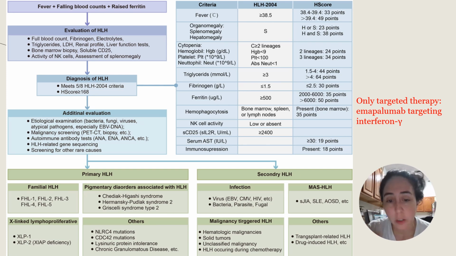So the triggers for HLH are hematologic malignancies, like we had a patient with multiple myeloma, and solid tumors as well. So it doesn't have to be hematologic only. It can be tumors like breast cancer, prostate cancer, any solid tumors, because those cause a lot of inflammation in our body. And it can also be produced by chemotherapy.